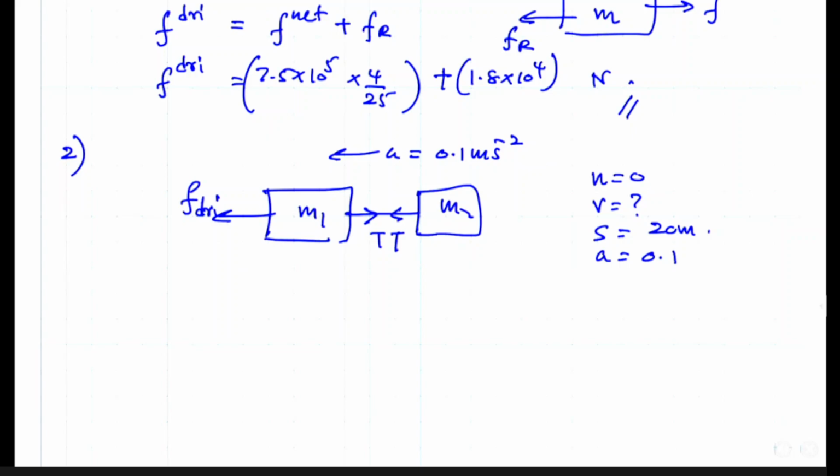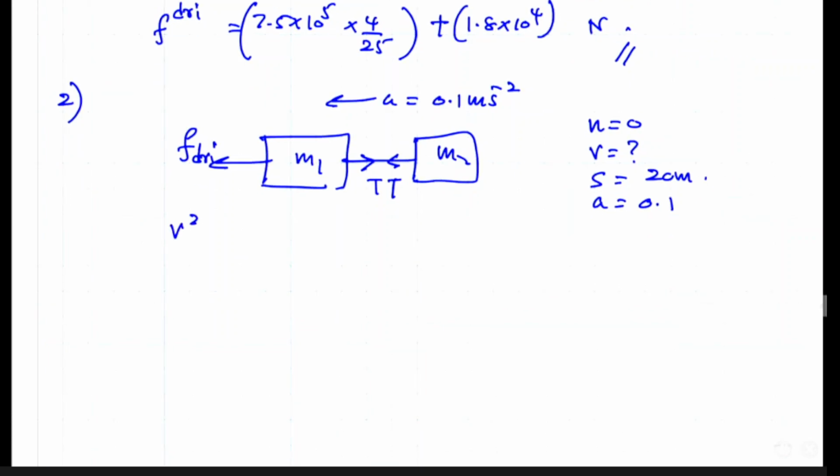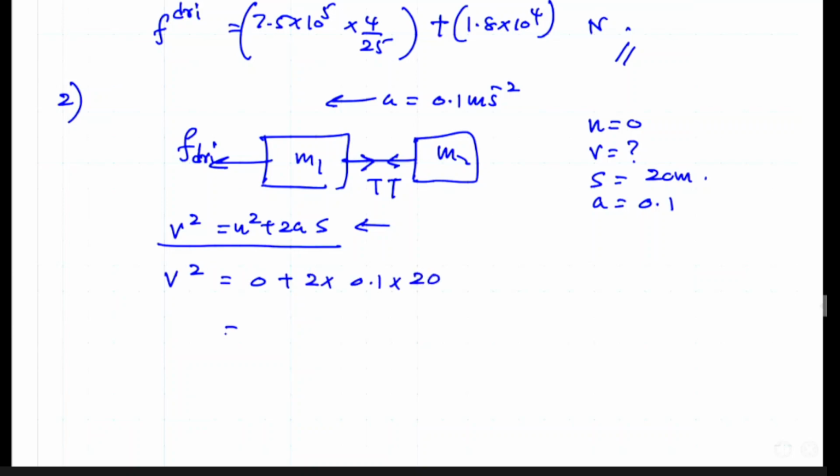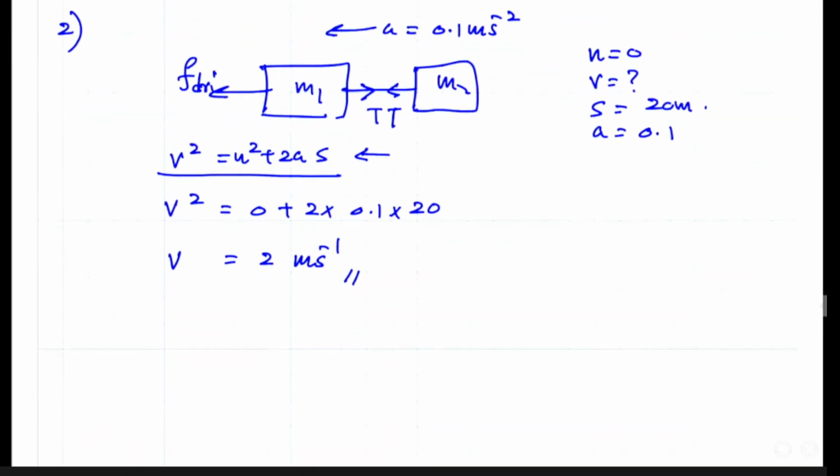So it's easy peasy. What you have to do is, we will use v squared is equal to u squared plus 2as in the horizontal direction. So v squared is equal to 0 plus 2 times a, 0.1, times s, which is 20 meters. So you get 2 times 2, 4, answer is 2 ms minus 1. Just a few seconds.